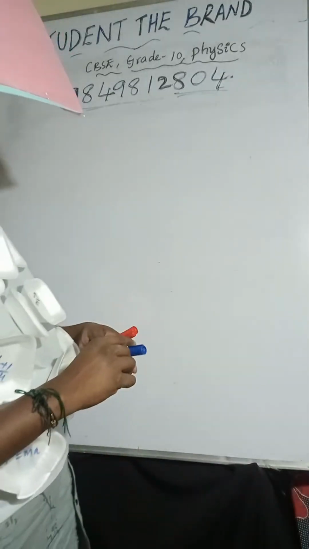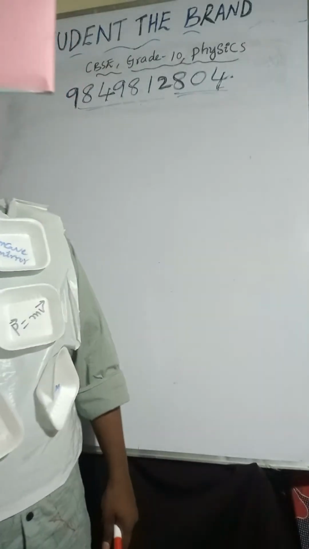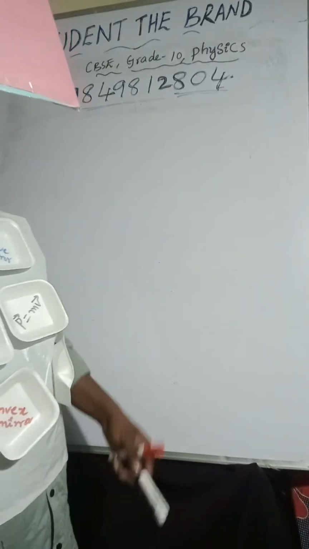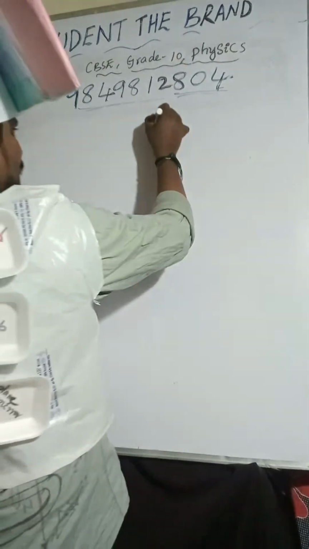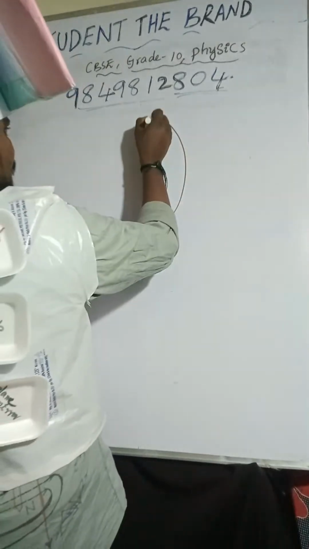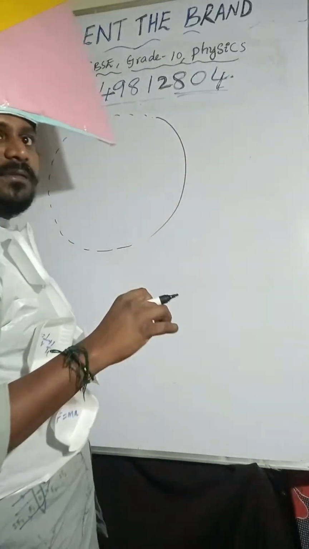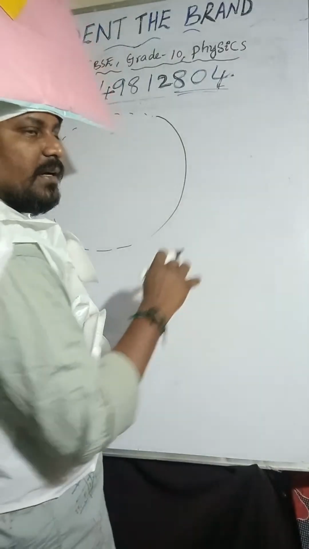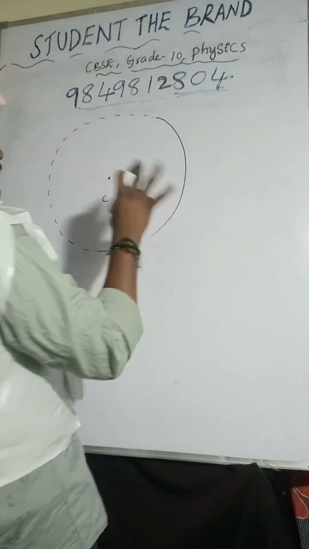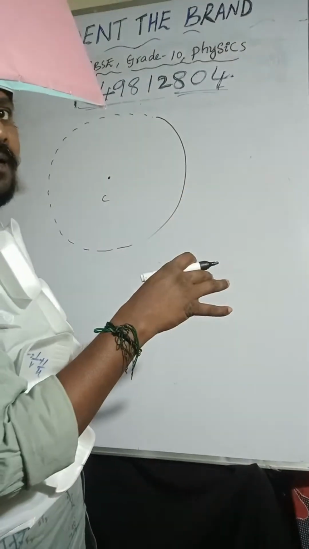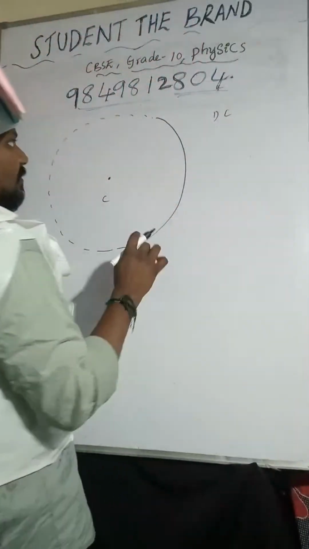So now we'll discuss terms related to spherical mirror. I'm taking the concave mirror, which is a part of the sphere. The center of the sphere in which the mirror is a part is called the center of curvature.